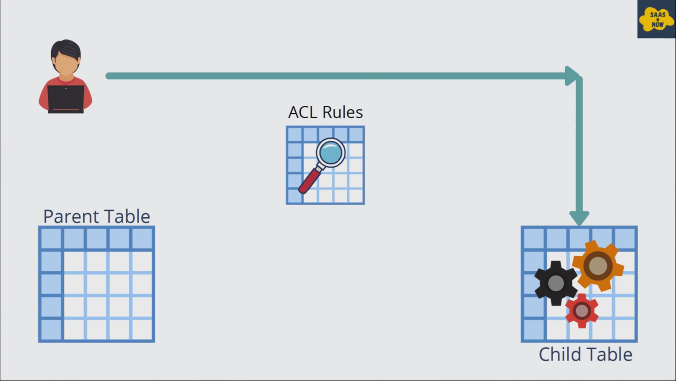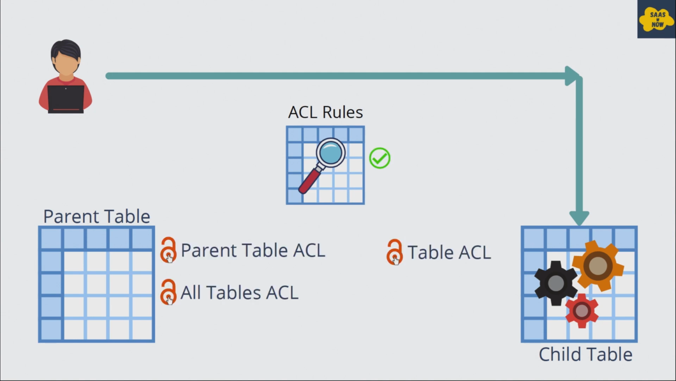Now in this case, if ACLs are found, then it checks for table ACLs first. So when the user tries to interact with any table and access the records, before the data is presented, it always looks for the ACL.